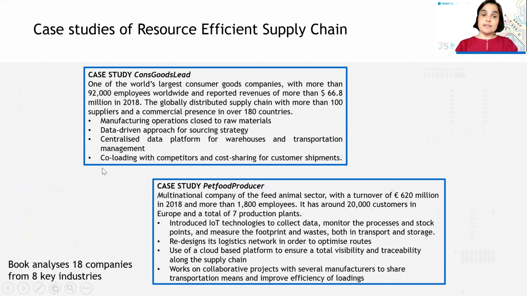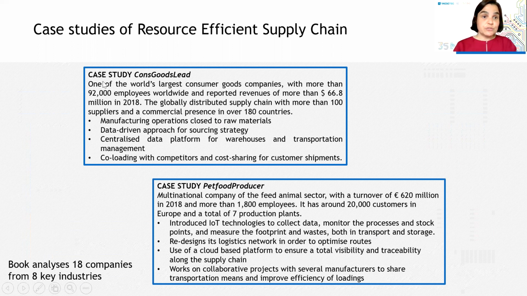During the Next project, we carried out 18 case studies in different companies of 8 key industries. And then we were able to understand also the strategies companies were using when implementing one or other strategy. So here are just 2 examples of case studies that we have learned. They try to pursue a resource efficient supply chain. So what do they do?